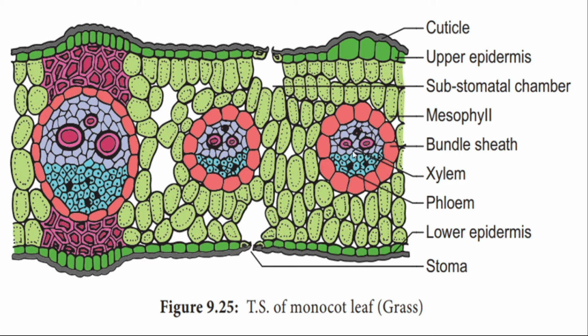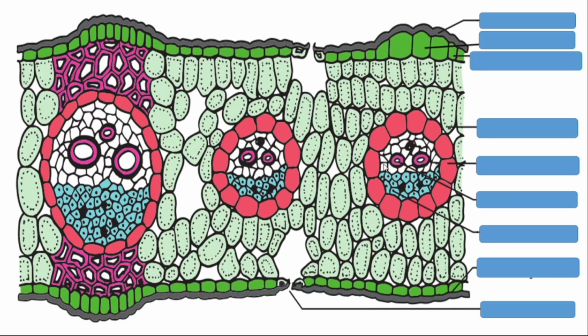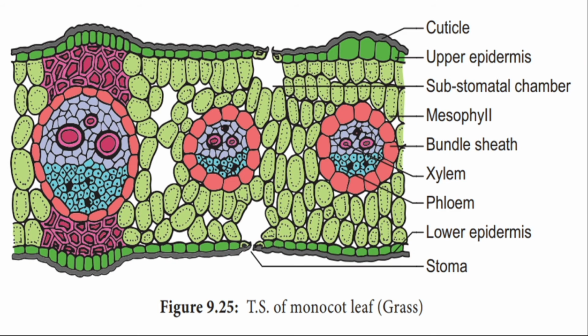So xylem, phloem. These are the cells with conjunctive tissues. Already we know that. Around the xylem and phloem, there is a bundle sheath. Xylem is present here, phloem is present here, and the lower epidermis is here, and stoma is present here. Stoma is present and the lower epidermis is present. So this is the lower epidermis. This is the cuticle.